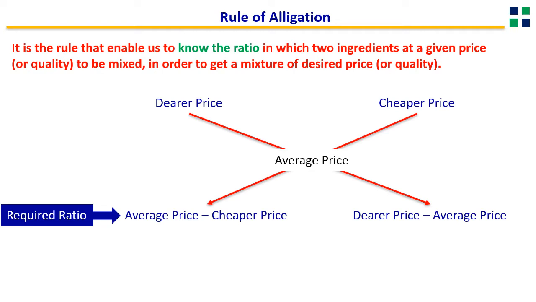It is found like this. On the left hand side, we write the price of the dearer item, and on the right hand side we write the price of the cheaper item. At the center, we write the required price of the mixture, the so-called average price. Then the ratio can be found like this: dearer minus average on this side, and average minus cheaper on this side. This is the required ratio. Well, let us understand this by taking one example.